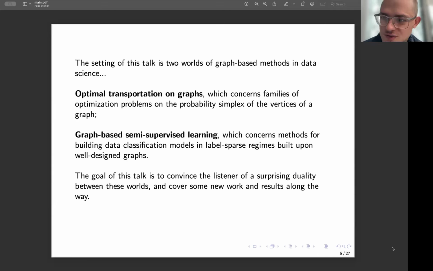I'm not going to convince you that they're the same worlds because they're not, but actually there's a nice-looking class of effects that, if posed correctly, you can think of these two problems, these two families of problems, let's say, as having some duality. And we'll also, in the process, cover some new work and some results in each of these individual spaces along the way.